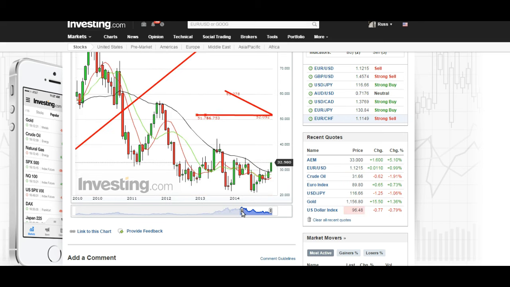Glad I can help. You even have a reverse head and shoulders, if you can see it: left shoulder, head, right shoulder, neckline, break, snap in the neck. Awesome move. It's still running. Looks awesome. Great job. Love it.